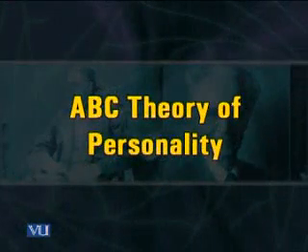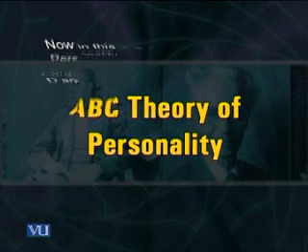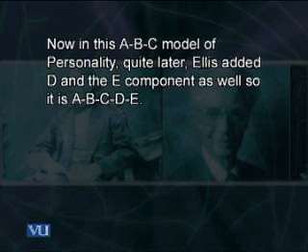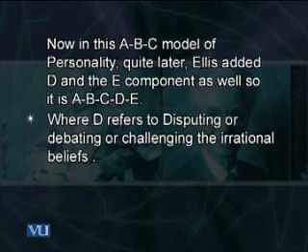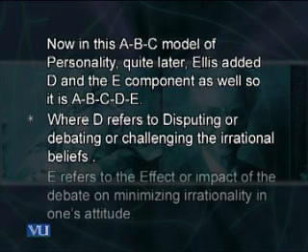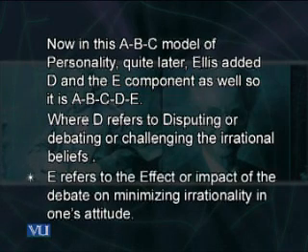If we want to understand it further, well, we'll go into the detail, but do remember that in this ABC part, it was quite later that Ellis also added the D and the E component. D component refers to the dispute and E component refers to the impact or effect of this dispute on the belief system or B part of the organism or individual.